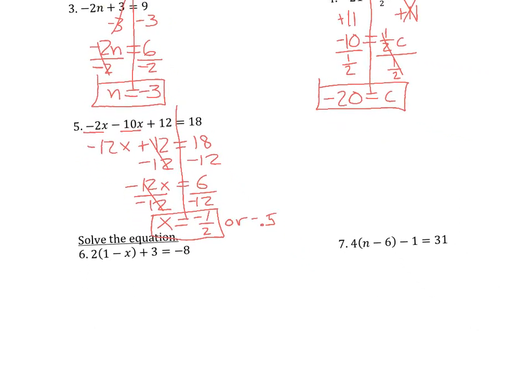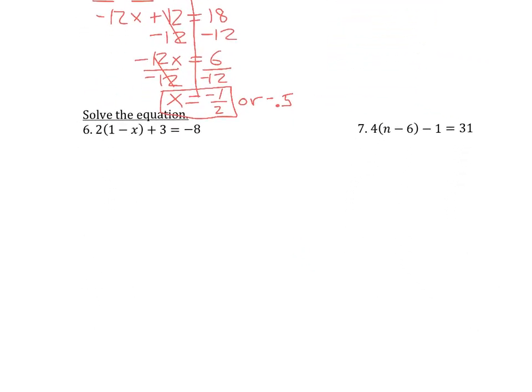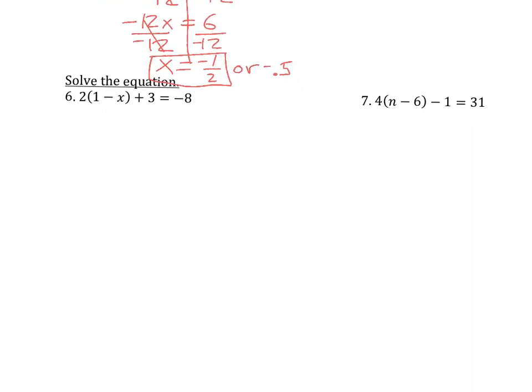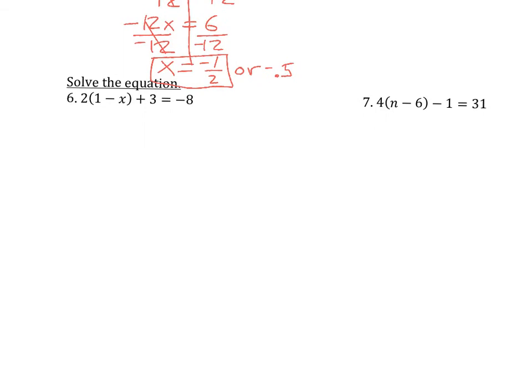Let's look at a couple problems where we throw some parentheses in. Okay, so if you remember, parentheses tell us to distribute, so that's the only thing that's different on these problems. The distribution is part of same side simplify, so that's why it's in this section. So let's always distribute first. So 2 times 1 is 2. 2 times negative x is negative 2x. I bring down my plus 3. And my equals negative 8.